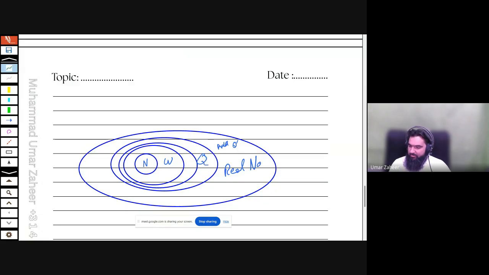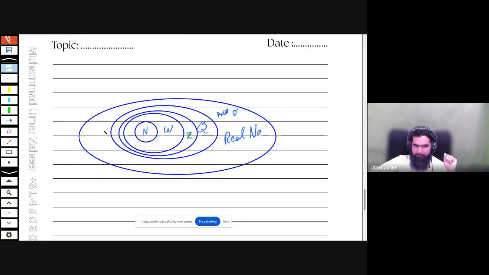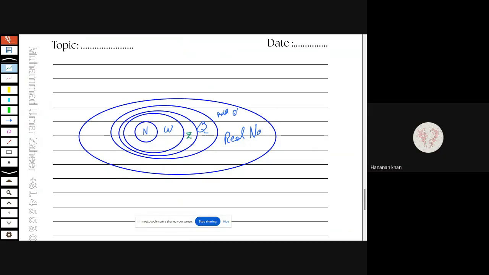So in integers you are adding the negative numbers, and then you add the decimal numbers, which becomes rational, and in rational numbers you add the irrational numbers, so they become real numbers. Yes, everyone, any question? No, sir. All right.